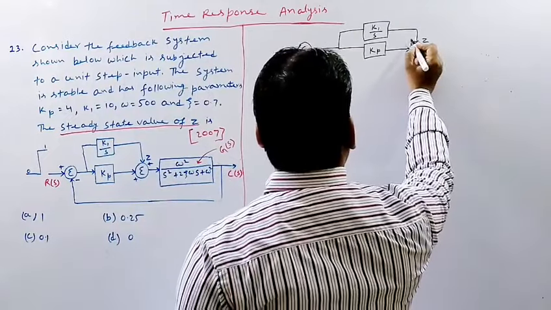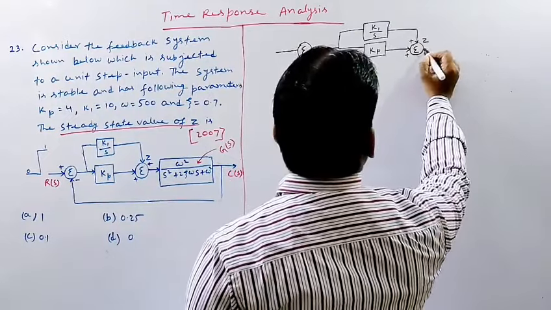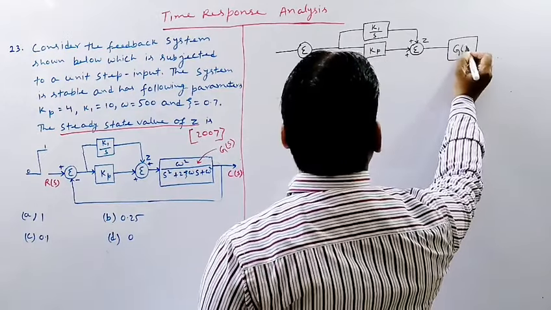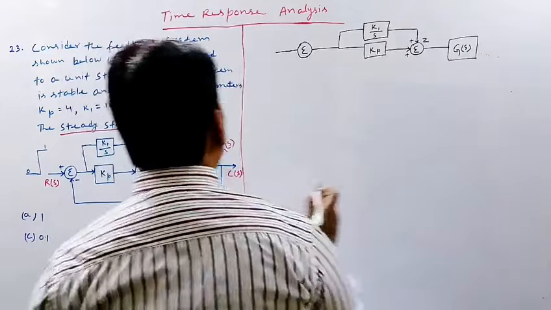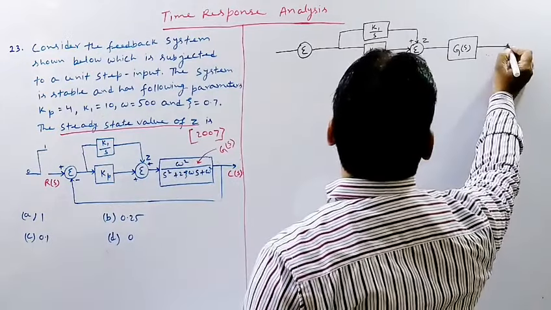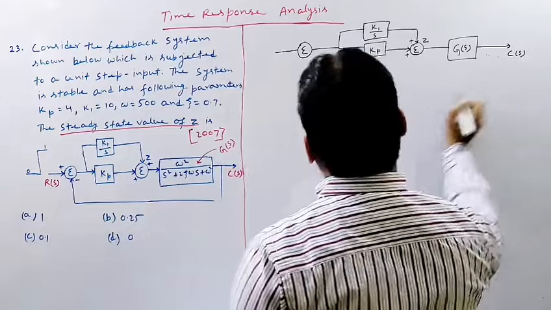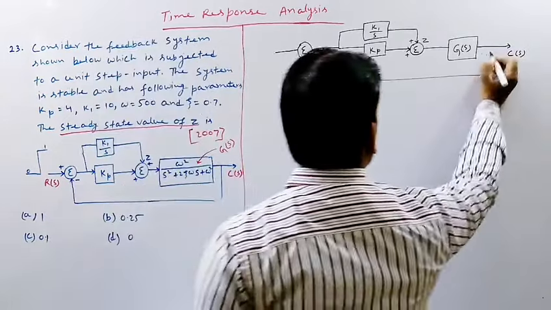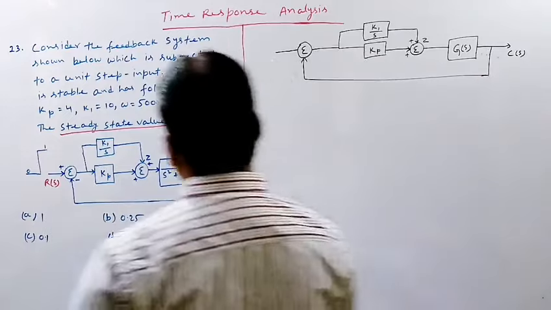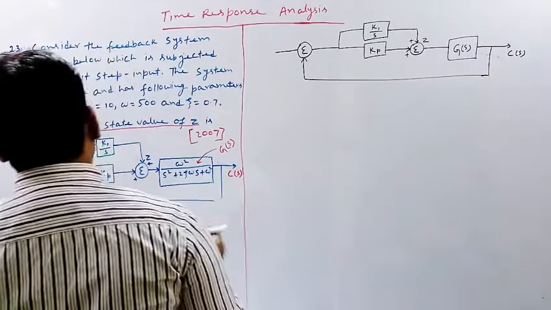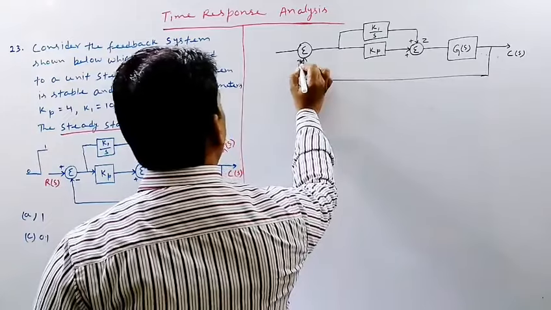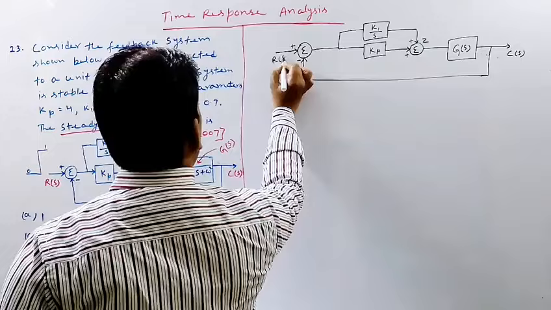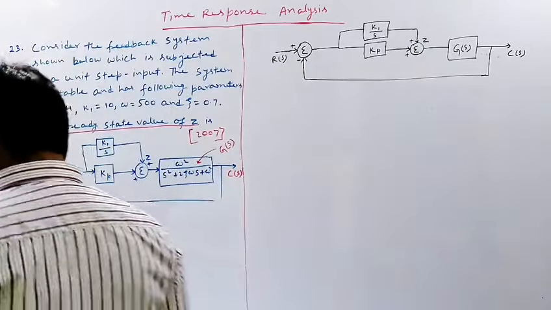Now after this there is G(s). Actually we have denoted this whole block by G(s). After that the final point is C(s). Now there is a unity feedback from here to here, and this is unity negative feedback. So it is R(s). Now it is complete.